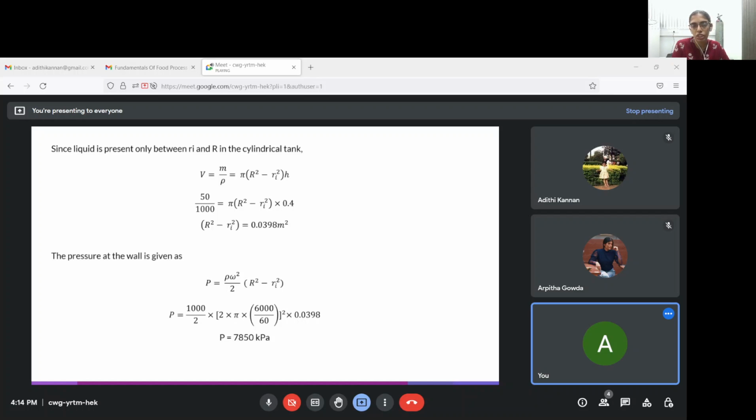Since the pressure is very high, for such large amounts as the 50 kg of water you are dealing with, your centrifuge should also be made of a sturdy material to withstand such a high pressure. So any doubt in any of the equations, the derivations, or the concept that we used?